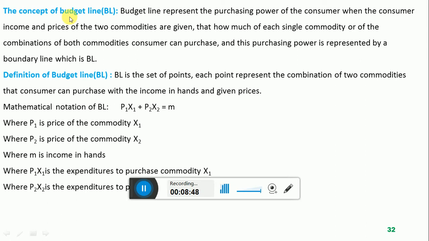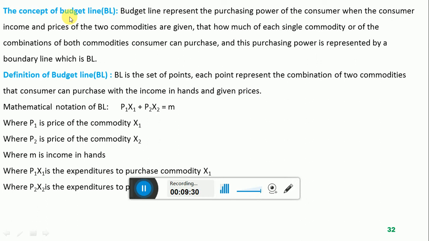Now we are switching toward the concept of the budget line. The budget line represents the purchasing power of the consumer, that is, how much the consumer can purchase with the money in hand, of a single commodity or of a combination of both commodities. So this boundary line tells us the limit up to which the consumer can purchase of each commodity or of both commodities, and above this boundary line the consumer cannot purchase. On the line the consumer can purchase, and below the line the consumer can purchase.